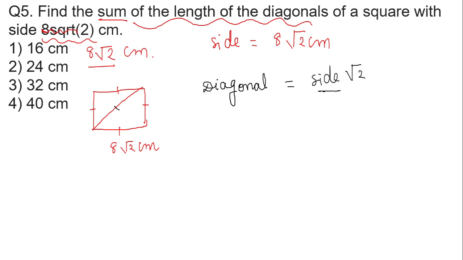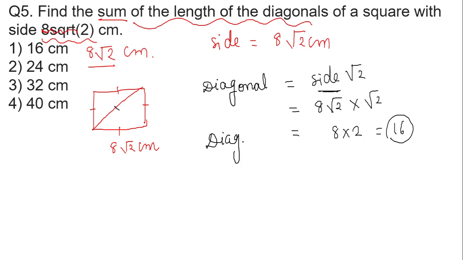We know the value of side, we'll just insert it over here. The value of side is 8 under root 2. So 8 under root 2 into root 2. Basically root 2 into root 2 is nothing but 2. So I'll do 8 into 2, this will give me 16. Okay, this is the value of a single diagonal.